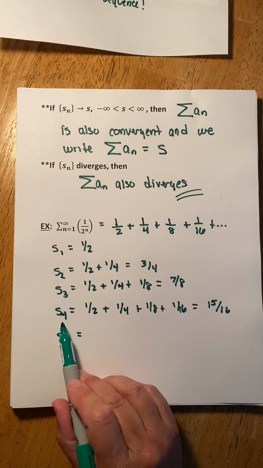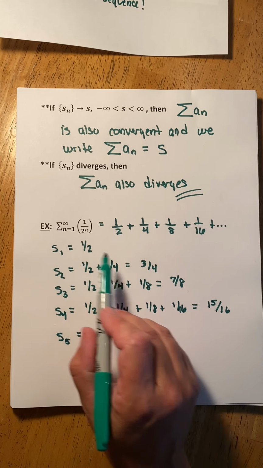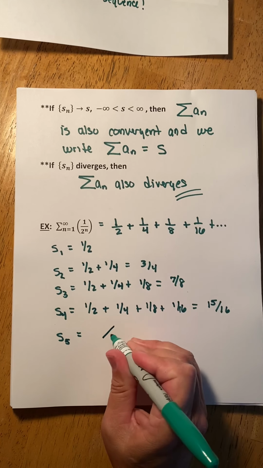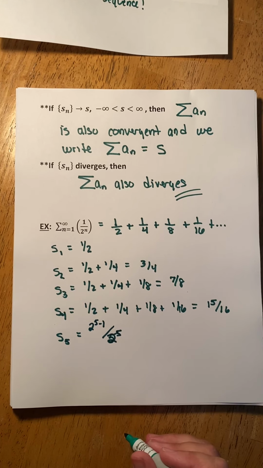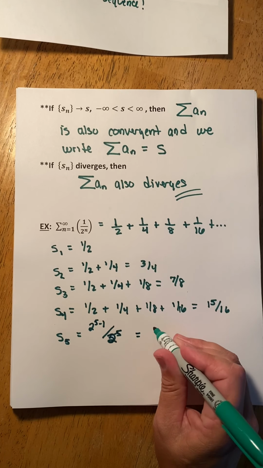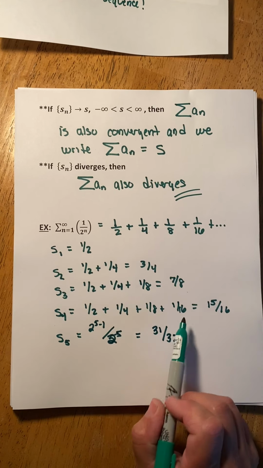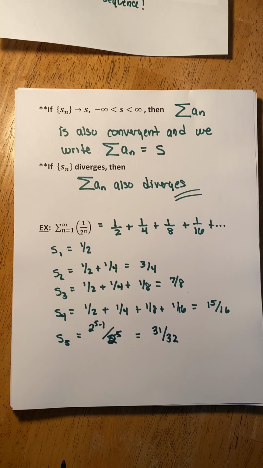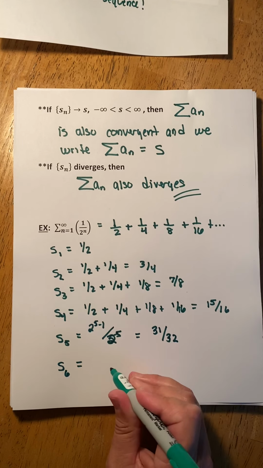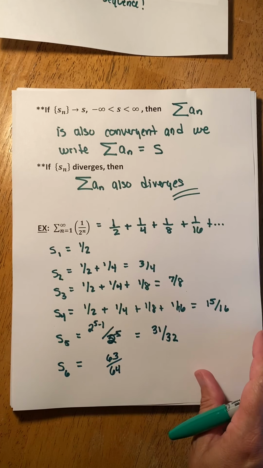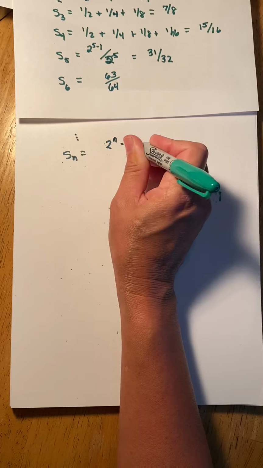So what do I mean? Well, 2 to the 4th power is 16, 2 to the 3rd power is 8, 2 to the 2nd power is 4, 2 to the 1st power is 2. So that's how I get the denominator. So this is going to be 2 to the 5th power, and the numerator is just 1 less than that, 2 to the 5th minus 1. So that's going to be 31 over 32. And I challenge you to do 1/2 plus 1/4 plus 1/8 plus 1/16 plus 1/32. The 6th partial sum is going to be 2 to the 6th on the bottom, which is 64, over 63. In general, the nth partial sum is 2 to the n minus 1 all over 2 to the n.